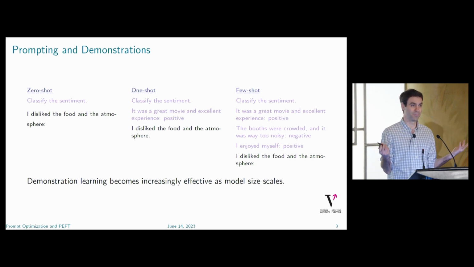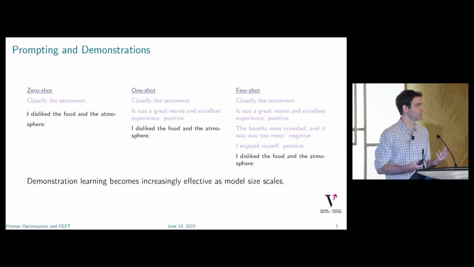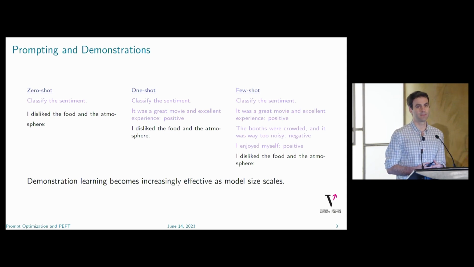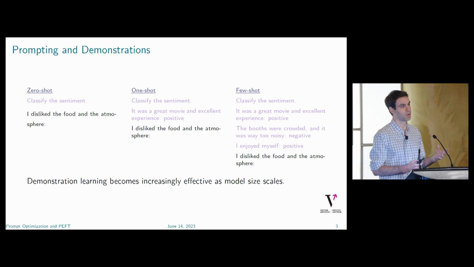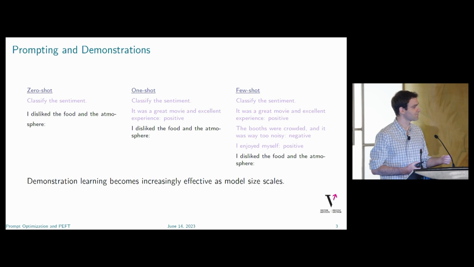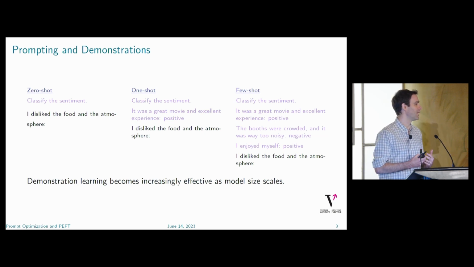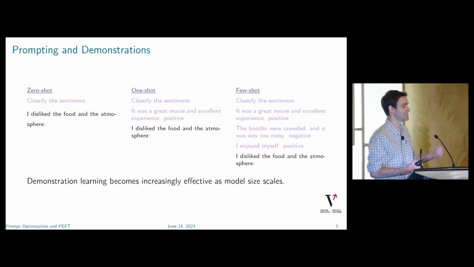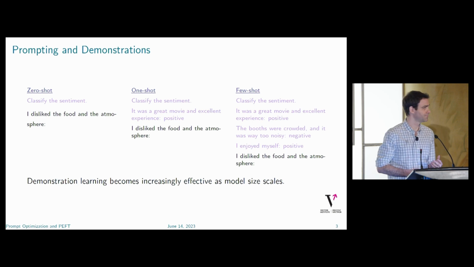One shot is where you give it one example along with the desired completion or task that you're trying to actually perform. And then few shot refers to adding at least more than one example to your input in order to guide the language model to perform the task that you're trying to do. This is often referred to as demonstration learning, few shot prompting, in-context learning, or prompt augmentation. It's a very wide vocabulary around this very simple concept. And this becomes increasingly effective as the model size grows.